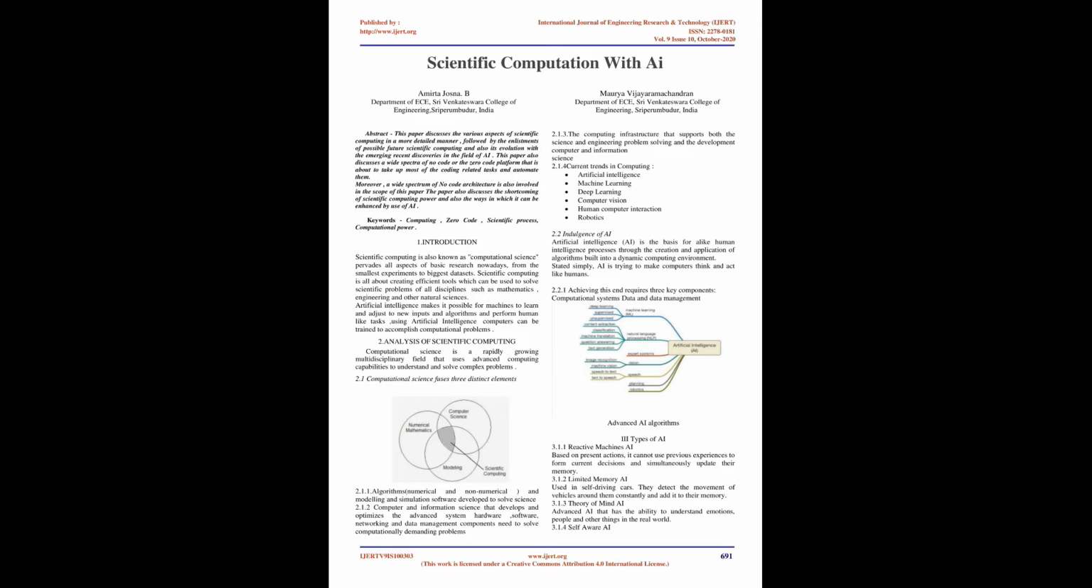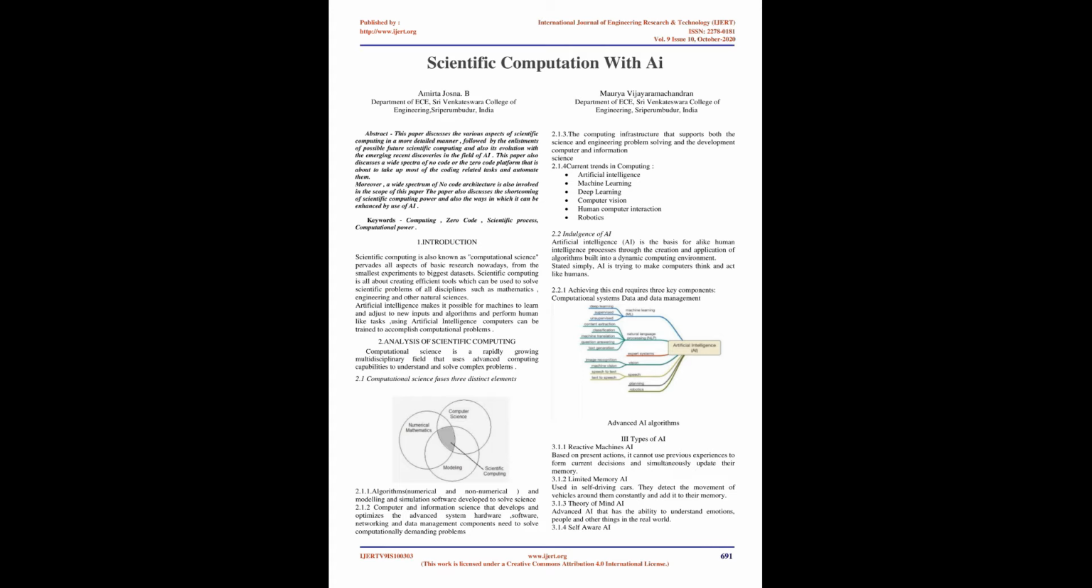2. Analysis of scientific computing. Computational science is a rapidly growing multidisciplinary field that uses advanced computing capabilities to understand and solve complex problems. 2.1 Computational science fuses three distinct elements. 2.1.1. Algorithms, numerical and non-numerical, and modeling and simulation software developed to solve science. 2.1.2 Computer and information science that develops and optimizes the advanced system hardware, software, networking and data management components needed to solve computationally demanding problems. 2.1.3. The computing infrastructure that supports both the science and engineering problem solving and the development.